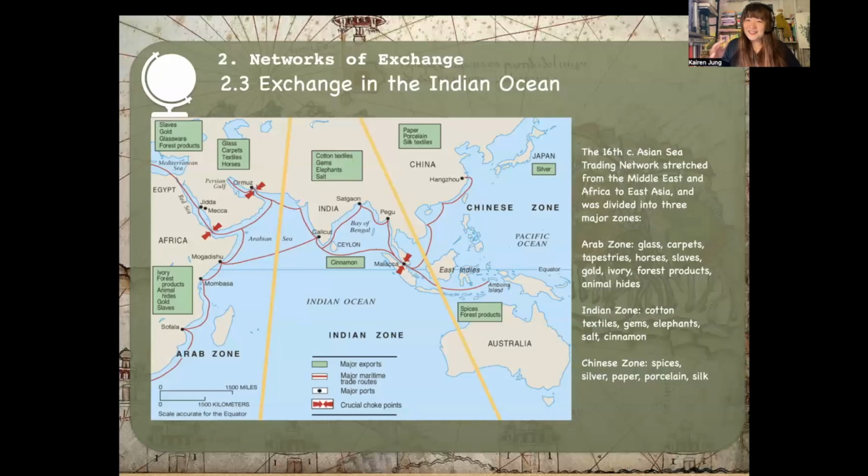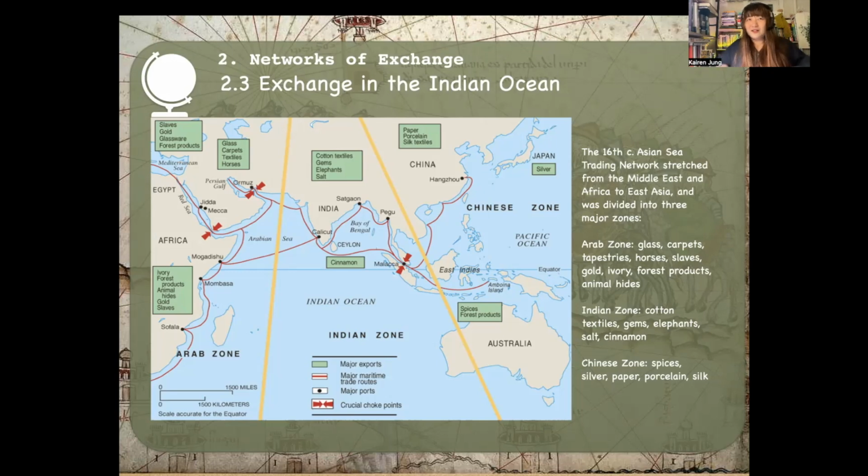Next, the 16th century trading network stretched from the Middle East and Africa to East Asia, and it was divided into three major zones. Count them, 3. The Arab zone involved glass, carpets, tapestries, horses, slaves, gold, ivory, forest products, and animal hides. The Indian zone incorporated cotton textiles, gems, elephants, salt, and cinnamon. The Chinese zone involved spices, silver, paper, porcelain, and silk.